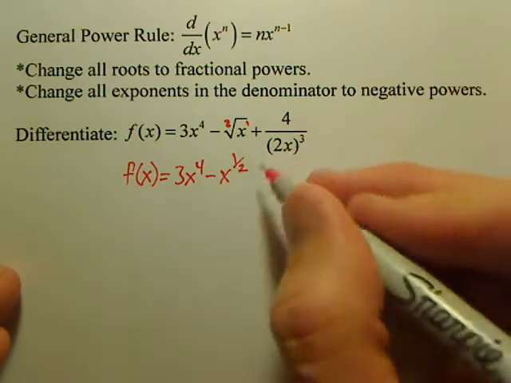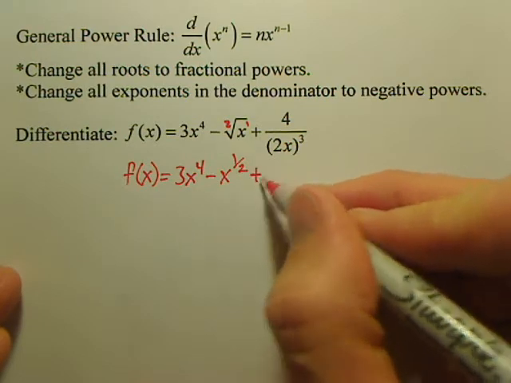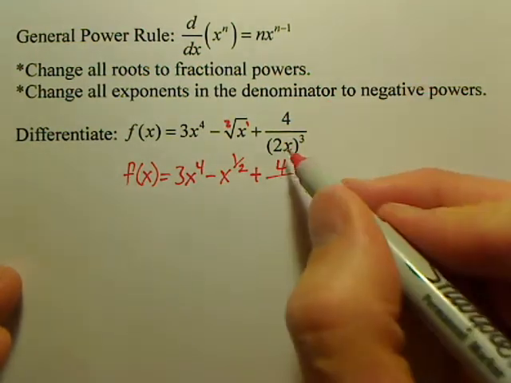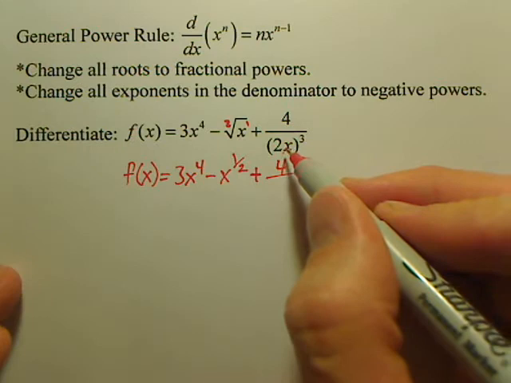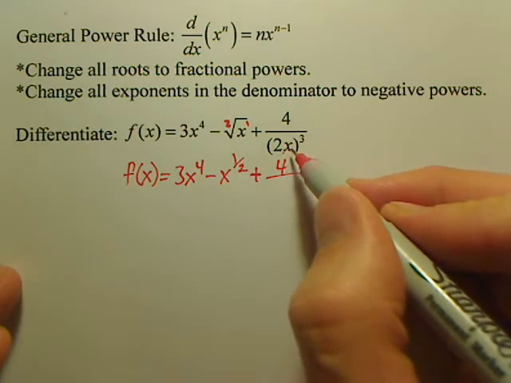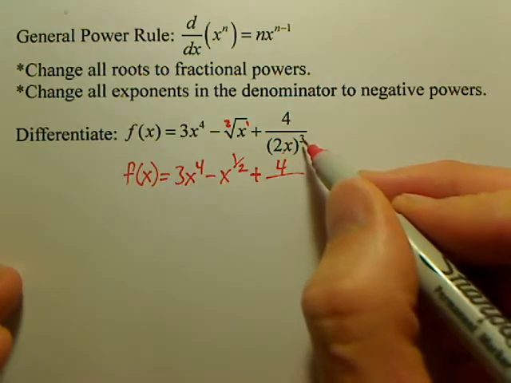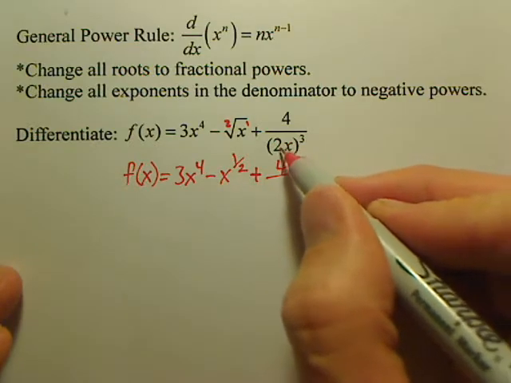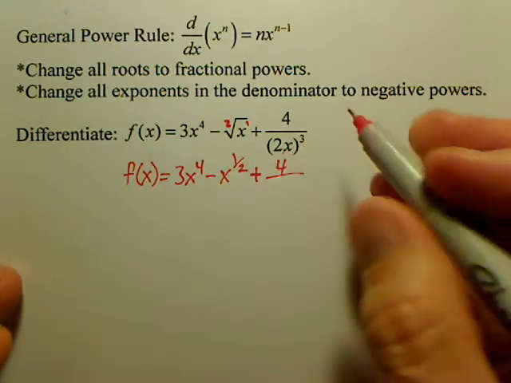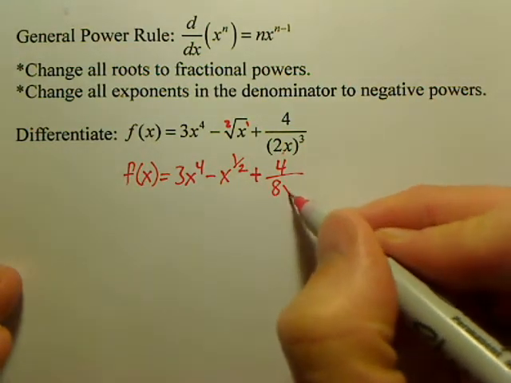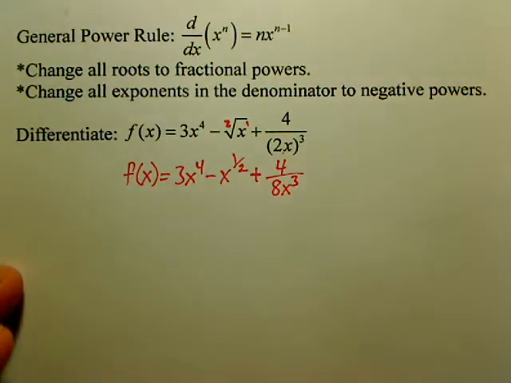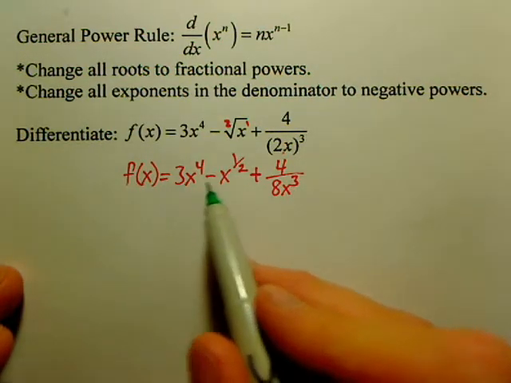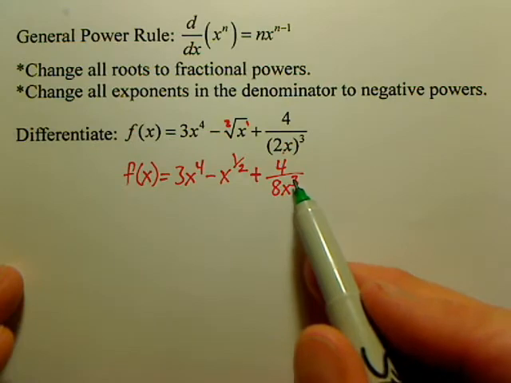And I'm going to rewrite this one. You've got to be careful here. I'm going to leave the 4 on top. What's 2x to the third? What's 2x times 2x times 2x? Aren't we cubing both of these? So 2 cubed and x cubed. That's going to be 8x cubed. All right, I now changed it a little bit.